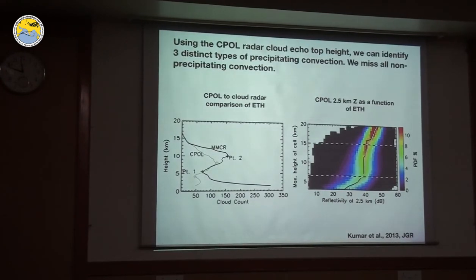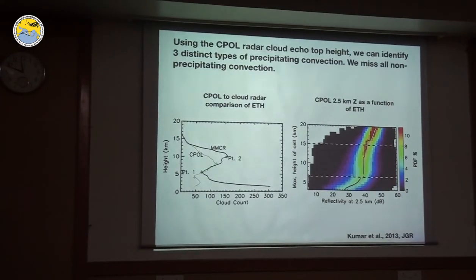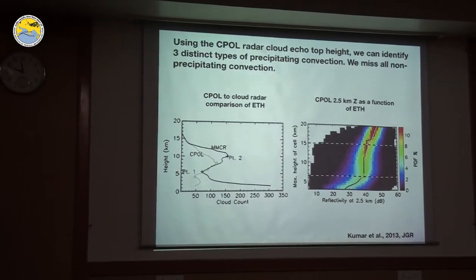We found this by plotting the PDF of reflectivity at 2.5 kilometers in the atmosphere, which is the x-axis here. That's just reflectivity, and the colors are just the PDF, as a function of how deep the clouds are. So the y-axis is the cloud top height, the maximum height of the cell. We collect all the cells that have a 5 kilometer cloud top height, say, and we make a PDF of reflectivity from all those cells at 2.5 kilometers. Then we collect all the cells that are 10 kilometers, and we make a PDF of reflectivity at 2.5 kilometers. And that's what's shown. And so what do we see?